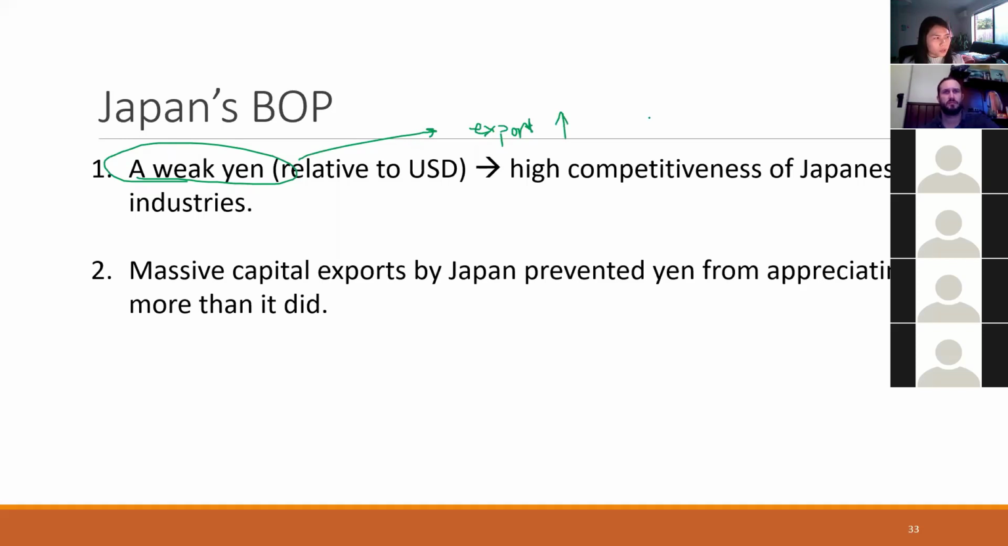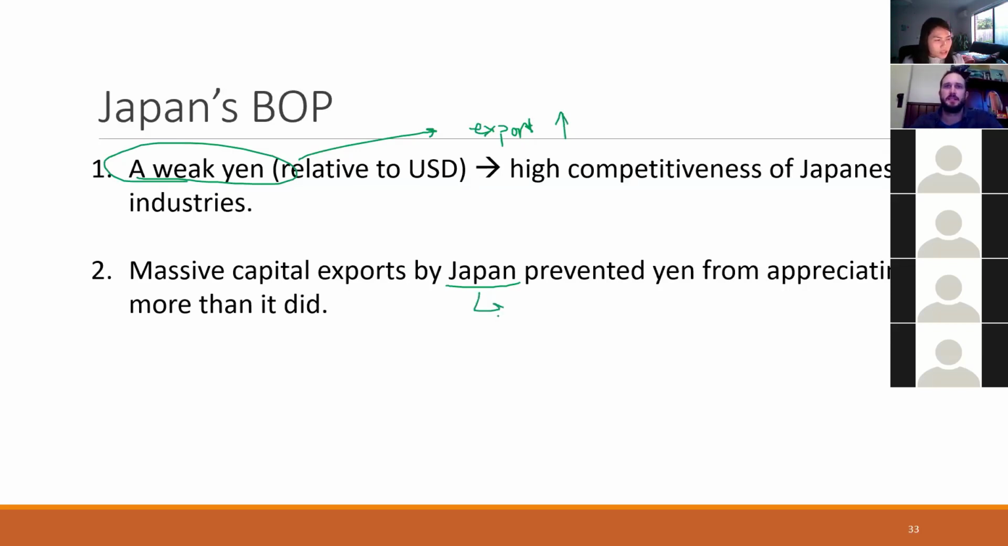Now, to maintain a weak or soft yen currency, you've got to make sure that you invest overseas, okay? If you invest overseas, you create demand for the foreign currencies of your trade partners, and as a result, it will make your currency a little bit weaker relative to your trade partner. Does that make sense? Can you explain that one more time, please?